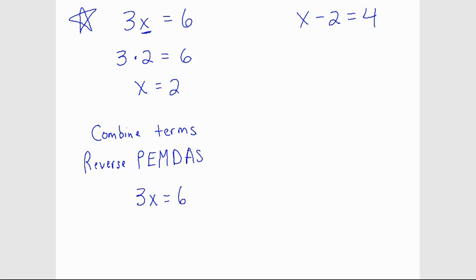3 times a number equals 6. How might I use reverse order of operations to get this answer? Well, I know I'm multiplying 3 and x. And the goal is to simplify so that x is by itself, particularly with a coefficient of 1. So if I'm multiplying 3 and x and I want to get rid of that 3, how I undo that is by dividing. So I will divide this by 3.